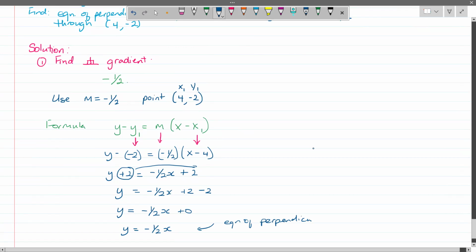So once we know how to find the equation of a line, finding the equation of parallel and perpendicular lines all has to do with establishing what the gradient is. Parallel lines have the same gradient. Perpendicular lines, we change the sign and flip the gradient. And for both of them, we need a point to supply x1 and y1 figures. Let's bring all of this together.